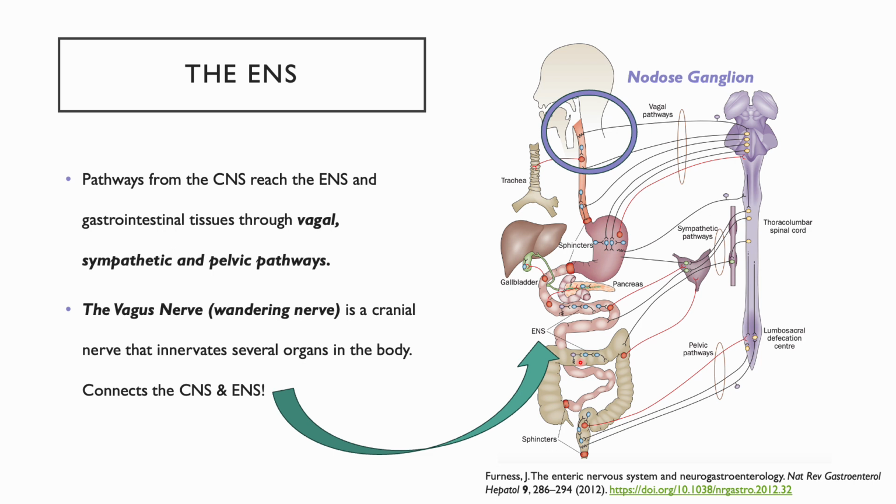And I did want to note that there is a special population of cells here in the neck called the nodose ganglion. The nodose ganglion can essentially help with communication between the central nervous system and the enteric nervous system via transduction of the vagus nerve.